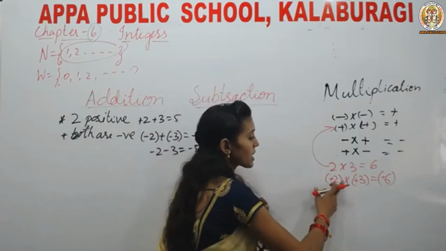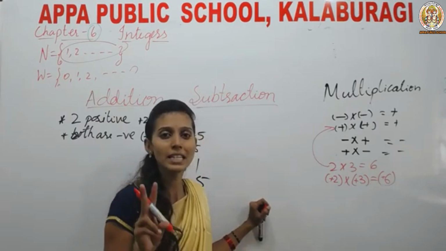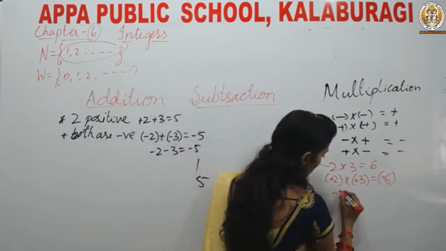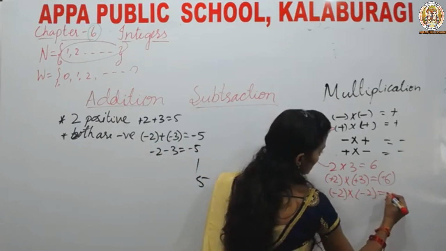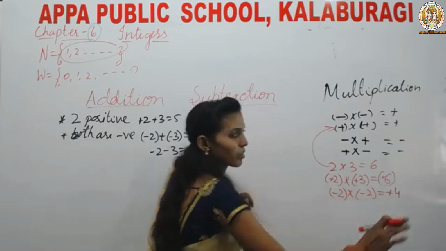Okay. So plus into plus is plus. In the same way, when we multiply two negative integers also, we will get positive integers only. So -2 into -2 is +4. Minus into minus is plus. That's it.